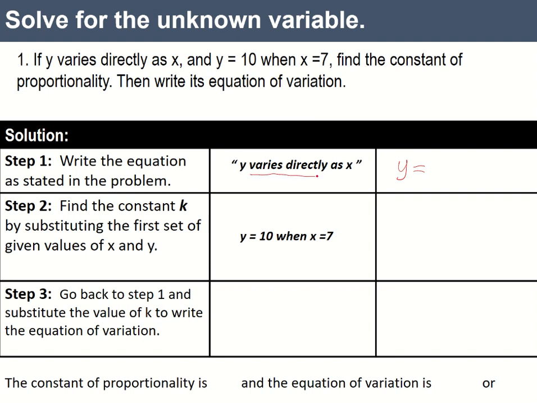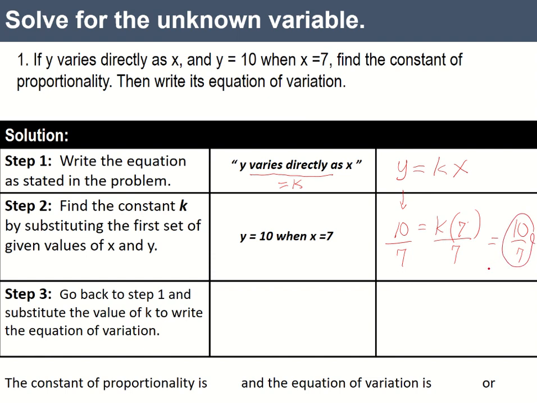Then the technique here is varies directly would be equivalent to equals k. So we write here equals k. Then followed by x, the independent variable. So this statement is translated into y is equal to kx. Now how to find the constant? Simply substitute it in the equation. So when y is equal to 10, we have k here, and our x is equal to 7. So divide both sides by 7. So we have now our k is equal to 10 over 7.